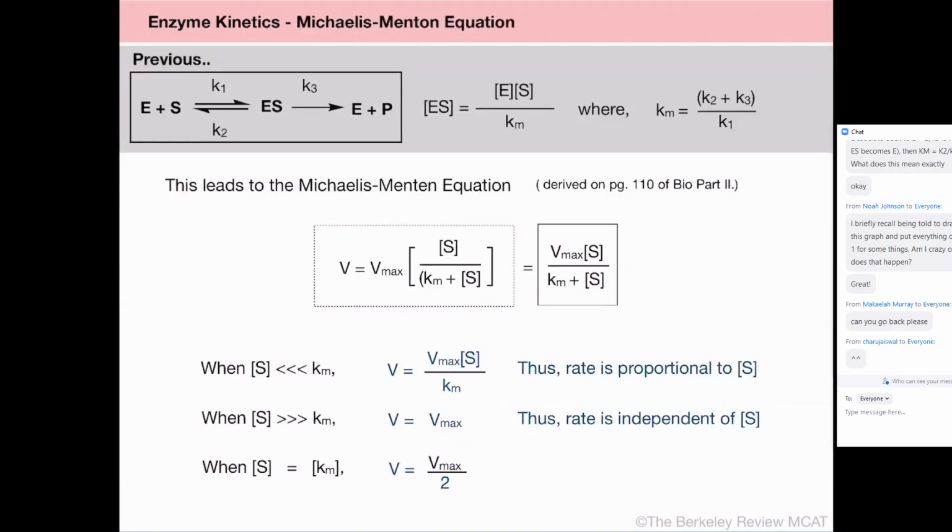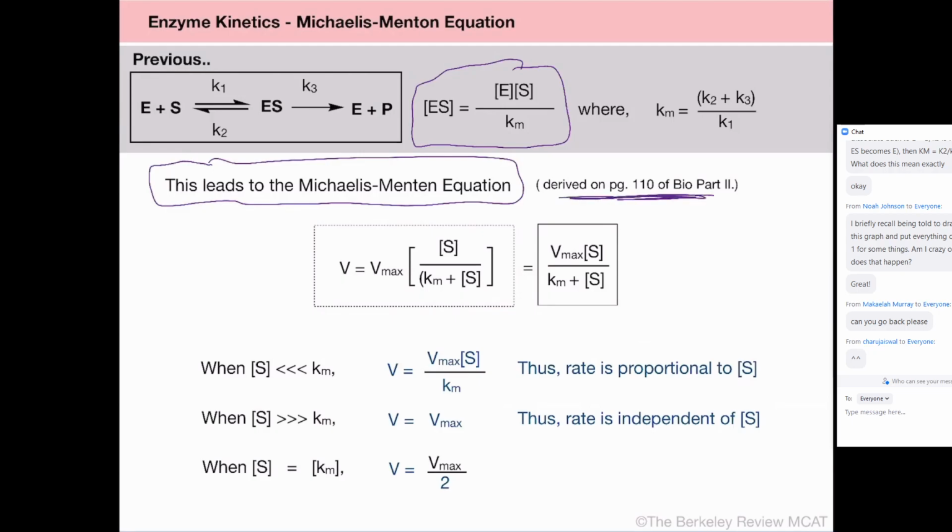Now that we have an equation for your enzyme substrate concentration, you can use this to get to your Michaelis-Menten equation. We're not going to do this in this class, it's very long and confusing and past the scope, but if you are interested, you can see it in the bio books. It relates this back to your enzyme velocity, your actual rate, V. You can write that as V equals Vmax times your substrate concentration over your Michaelis constant plus substrate concentration.